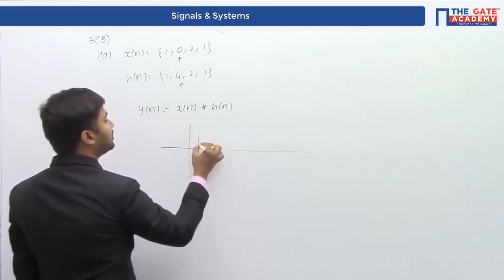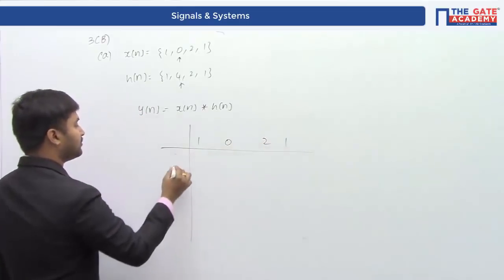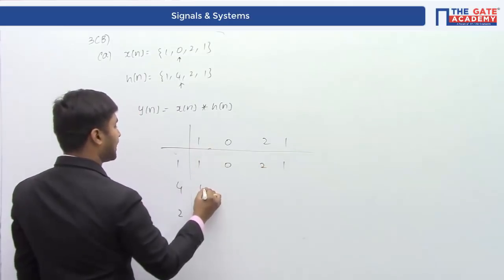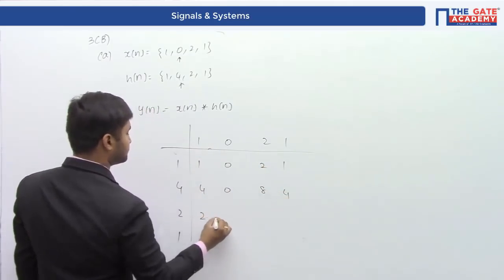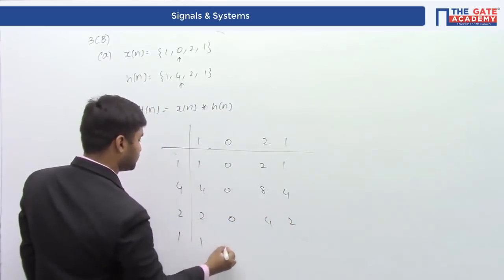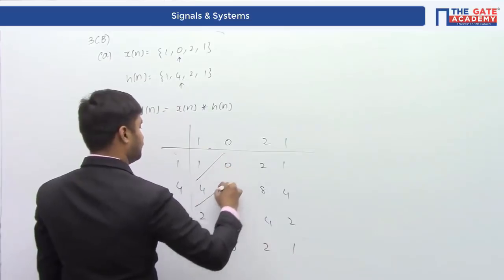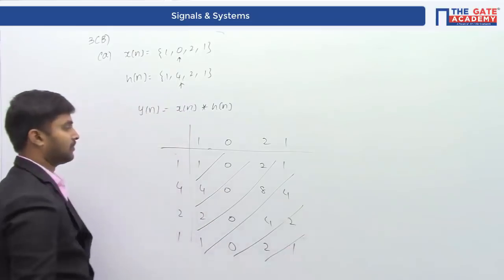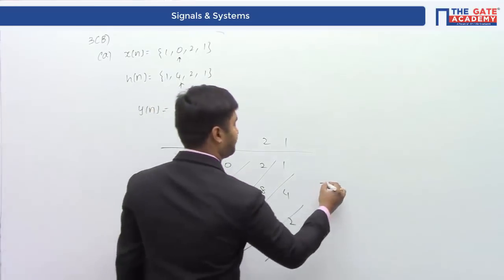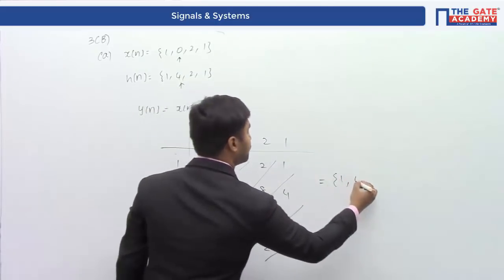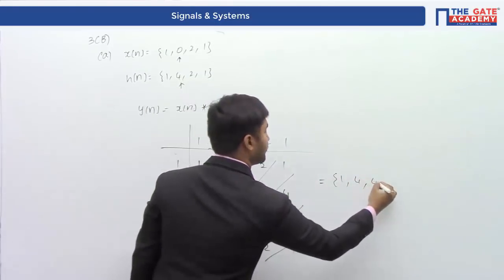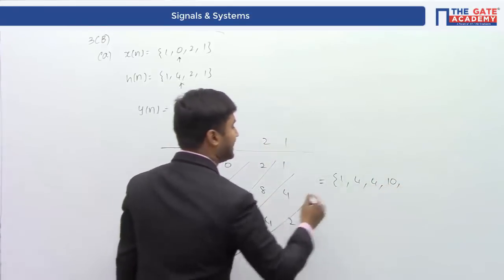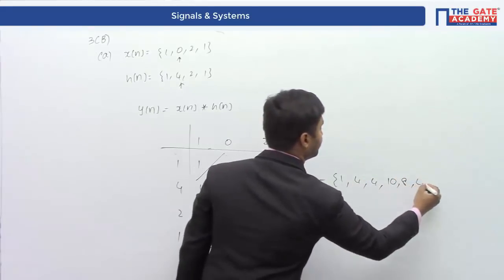So let me write x of n here, 1, 0, 2, 1, and here h of n, 1, 4, 2, 1. So we get 1, 4, 2, 1; 0, 0, 0, 0; 2, 8, 4, 2; 1, 4, 2, 1. So now the diagonals, we will add all the diagonal elements. 1, 4 plus 0 is 4, 2 plus 2 is 4, 8 plus 1 plus 1 is 10, 4 plus 4 is 8, 2 plus 2 is 4, and 1.